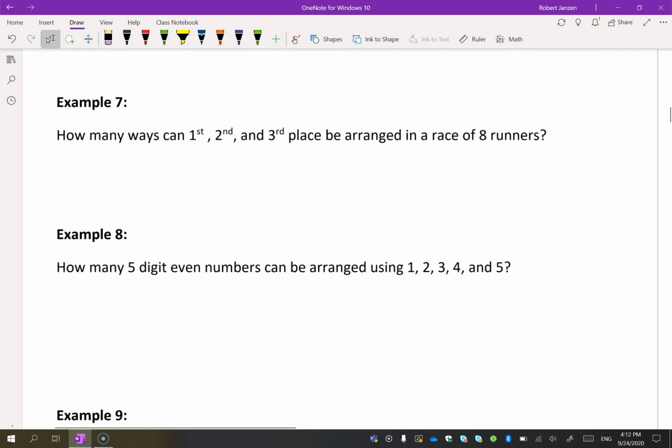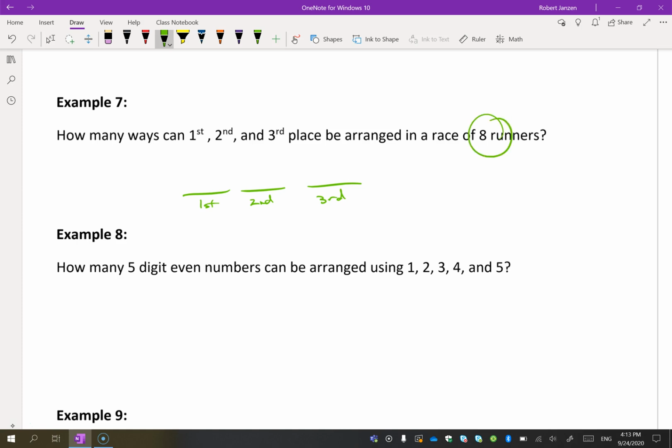Okay, a few more. Well, this is an interesting one. How many ways can first, second, and third place be arranged in a race of 8 runners? So we're only worried about first, second, and third. If you've ever been to the horse races, they call this the Trifecta. Now we're assuming something. We're assuming that any of the runners could win. Okay, let's be honest. If we took 8 people and had a race, everybody knows that some have a better chance of winning than others. Like if I was in the race, I'm pretty sure I'm not going to win. But we're assuming that anyone could win.